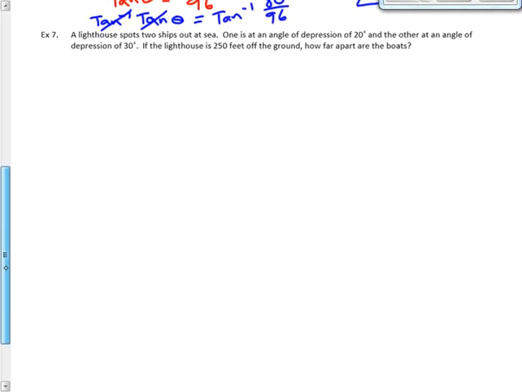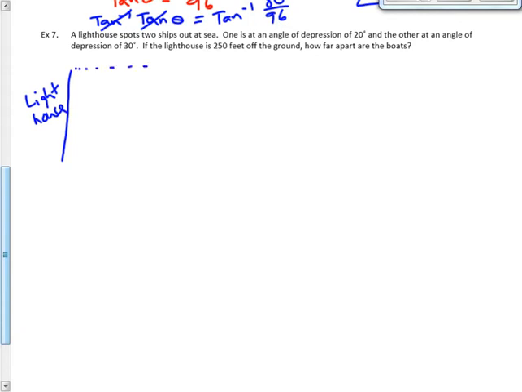Let's take a look at this again. I read the problem correctly, but I didn't draw the picture correctly. I was so focused on drawing my lighthouse nicely. Here's my lighthouse over here. The lighthouse sees two ships out at sea.